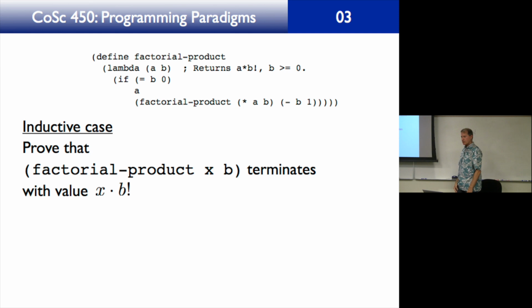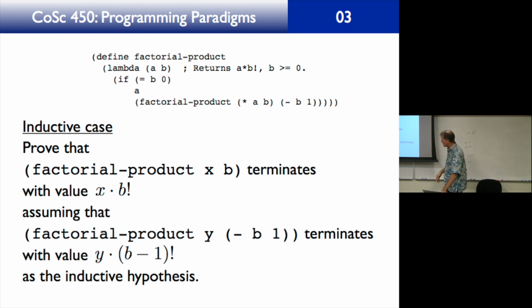Is everybody with me on this? X can be just any old variable you want. X can be any expression you want. But the main thing is you want to prove that it works for b, assuming that it works for what? B minus 1. So here's how you formulate it. Assuming that factorial product y, b minus 1, terminates with value y times b minus 1 factorial as the inductive hypothesis.